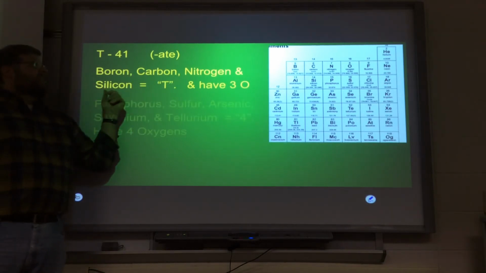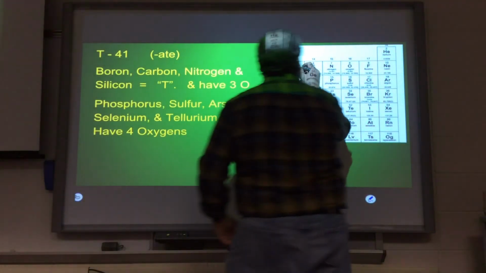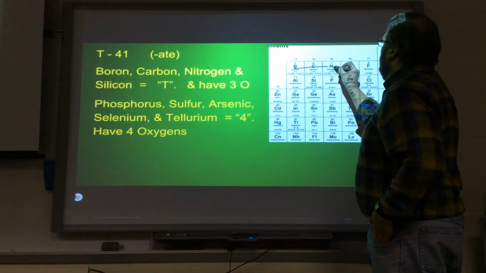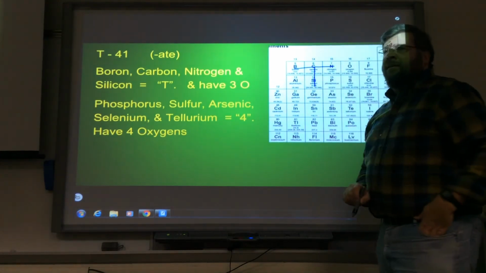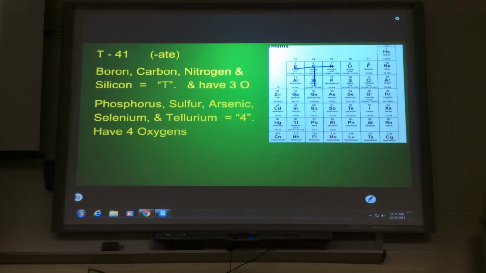Boron, carbon, nitrogen, and silicon. I know that's 4 atoms, but if I connect these elements together, I get a T. So borate, carbonate, nitrate, silicate, they all have just 3 oxygens when they're in their -ate forms. So carbonate is CO3, nitrate is NO3, silicate is SiO3, borate is BO3. Borate you don't need to worry about, or silicate, unless you take earth science, then silicate is big.